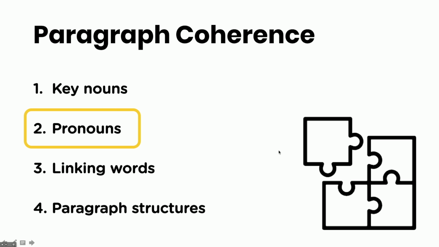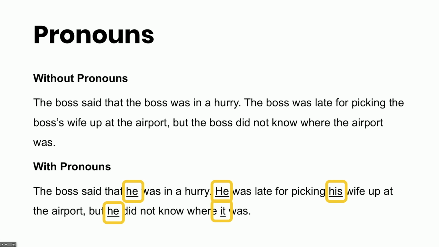Okay, next one is pronouns. So we're still talking about paragraphs, how we create a well-constructed or coherent paragraph. In that case, we need to discuss pronouns. So let's have a look. Here is a sentence or a couple of sentences. The first one has no pronouns and it sounds weird. The second has pronouns and it sounds natural, normal, well written.